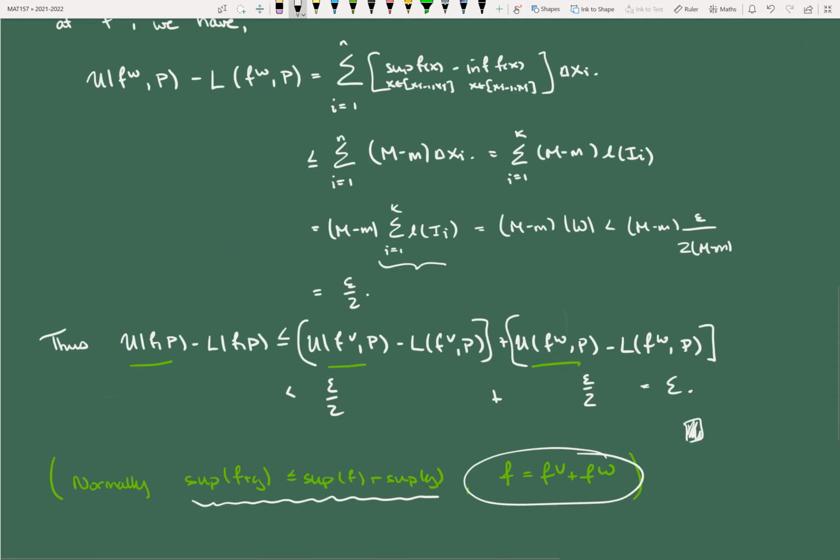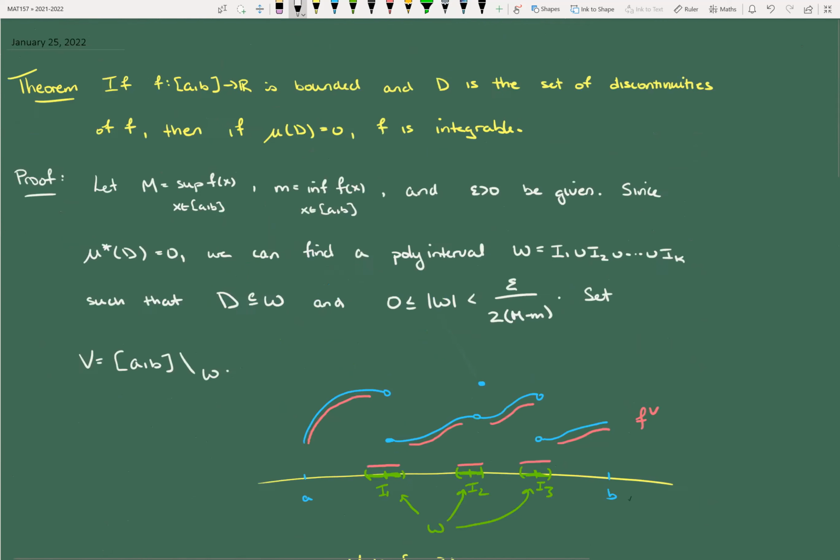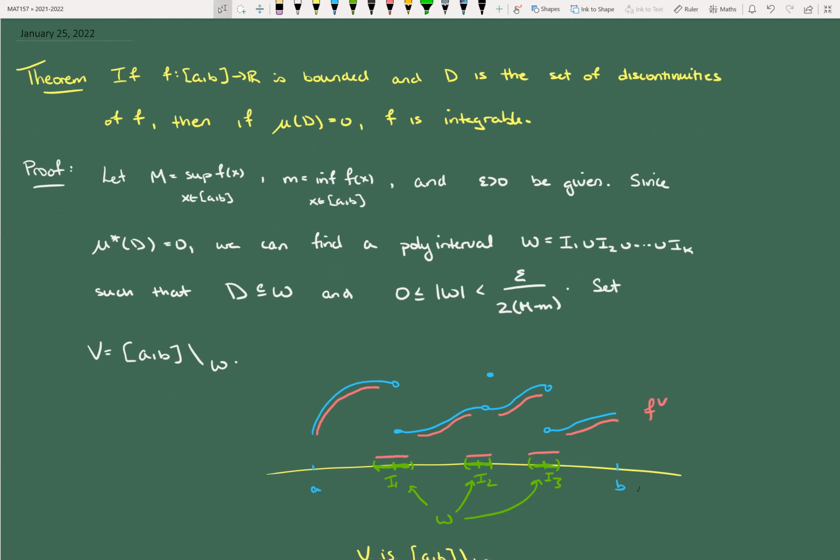As another note, let me go back up to the theorem statement. Here we have the statement that says if the Jordan measure of your discontinuities is 0, then you are integrable. If you replace Jordan with Lebesgue, it's an if and only if. Your set of discontinuities has Lebesgue measure 0 if and only if you are integrable.